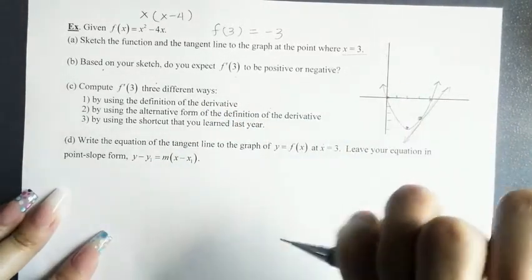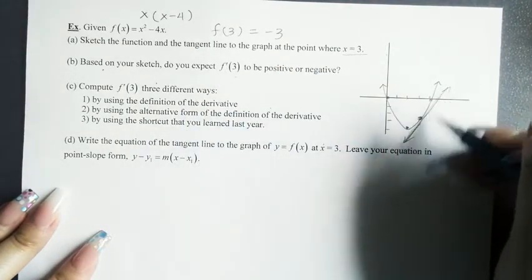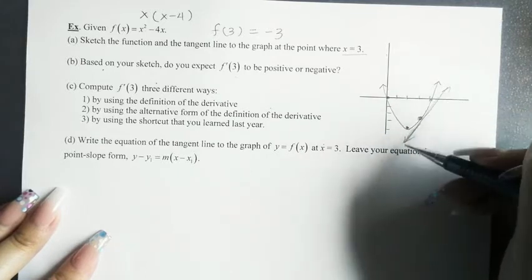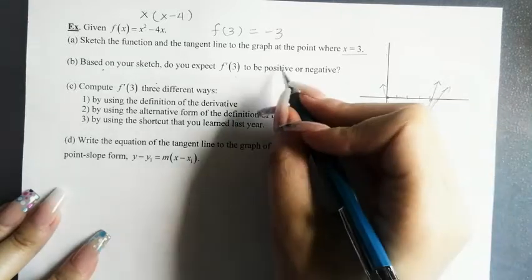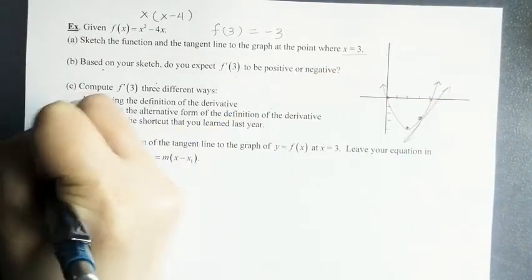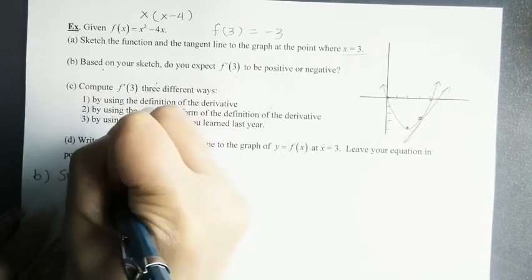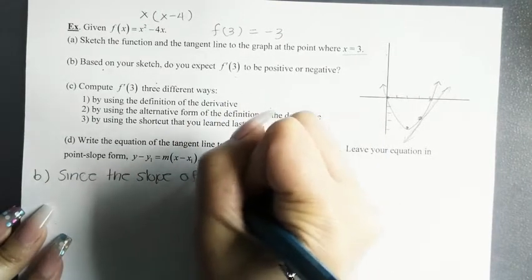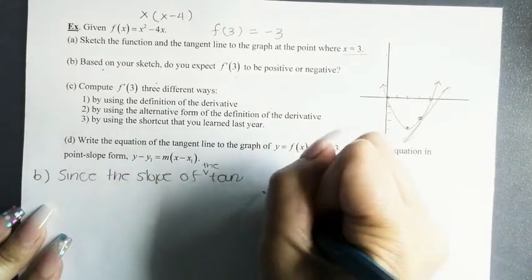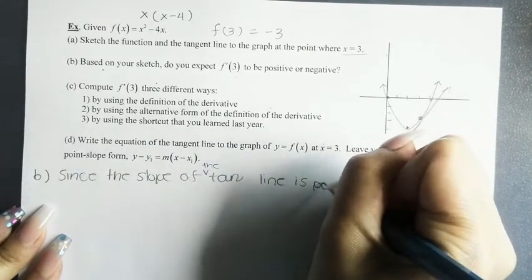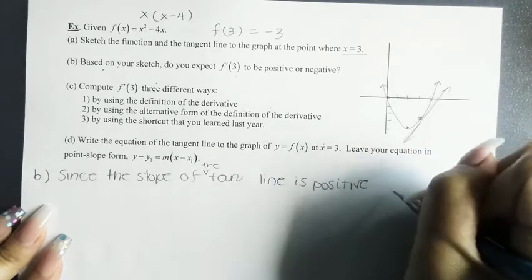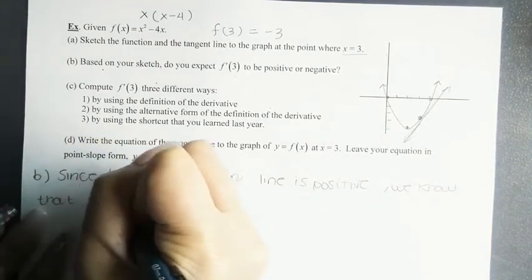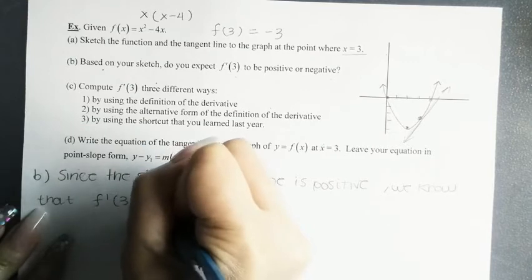What are you going to look at when you're looking for the derivative? The slope. What's up with the slope of this line? It's not perfect, this line, but what's the slope? Positive. Okay, so we know that it's going to be positive. Since the slope of the tangent line is positive, we know that f prime of 3, or the derivative evaluated at 3, is positive.